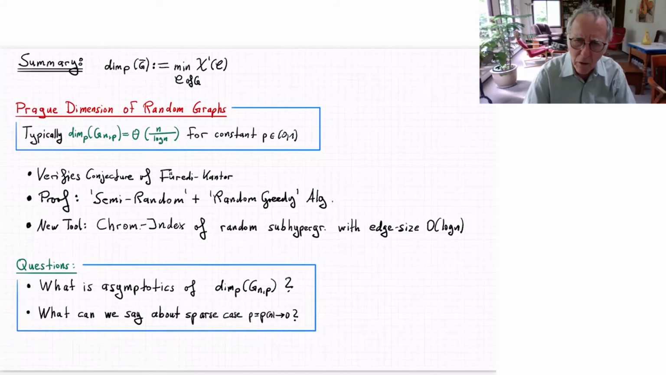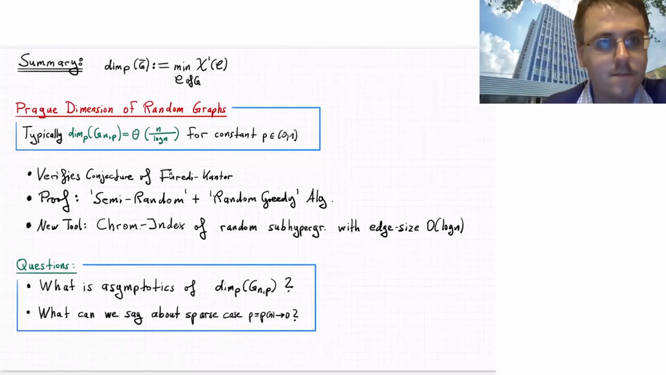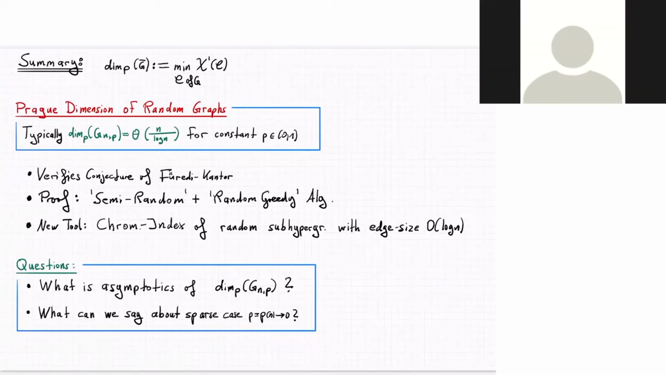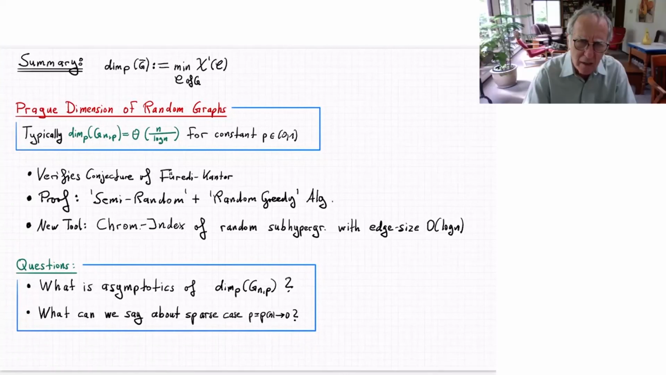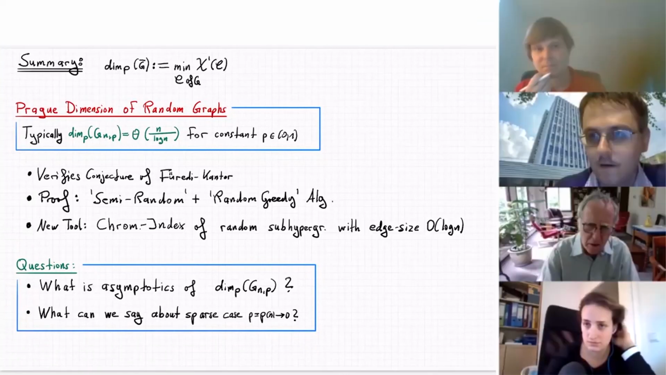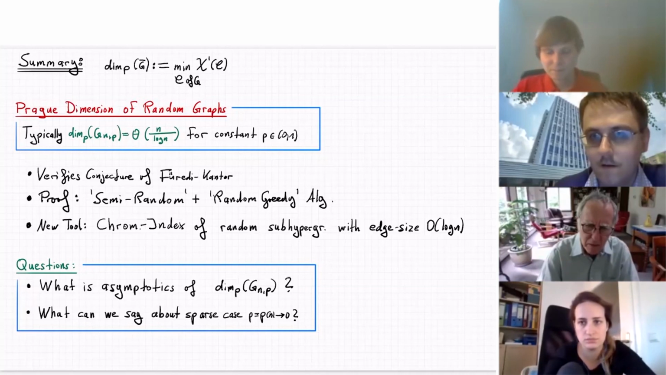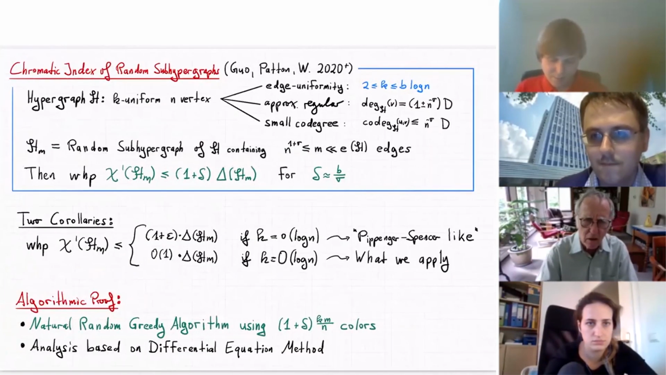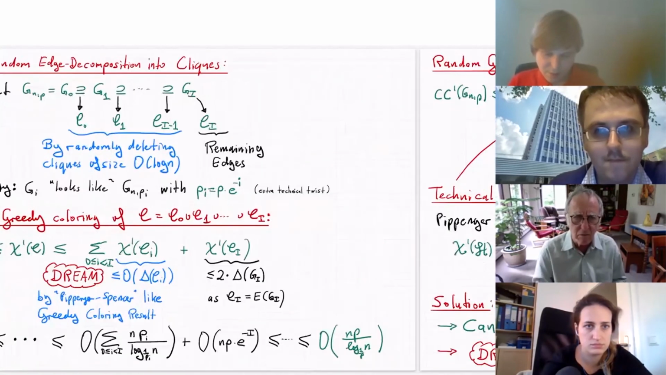Yes, I have a question, Dimitri. Yes, please. Let me just take p equals a half. So what size cliques are you using? Cliques of near maximal size, 2 log n or 1 log n? What size cliques are you using in this construction?